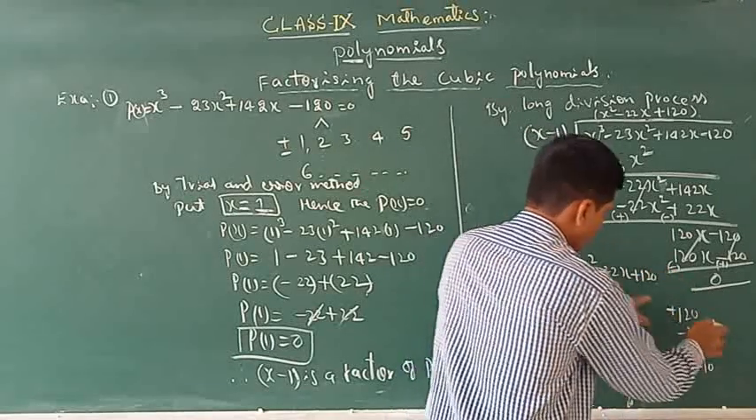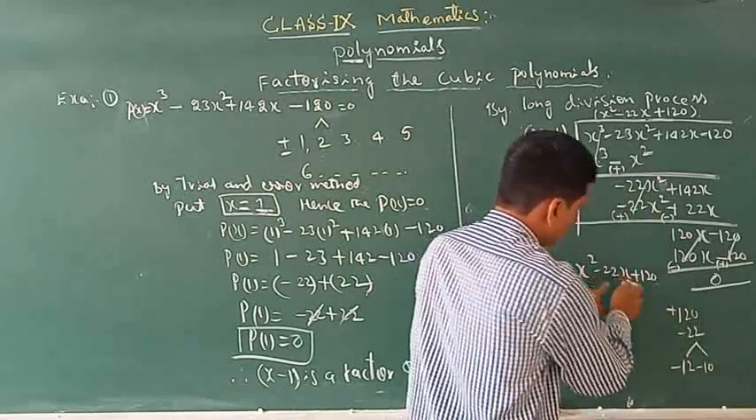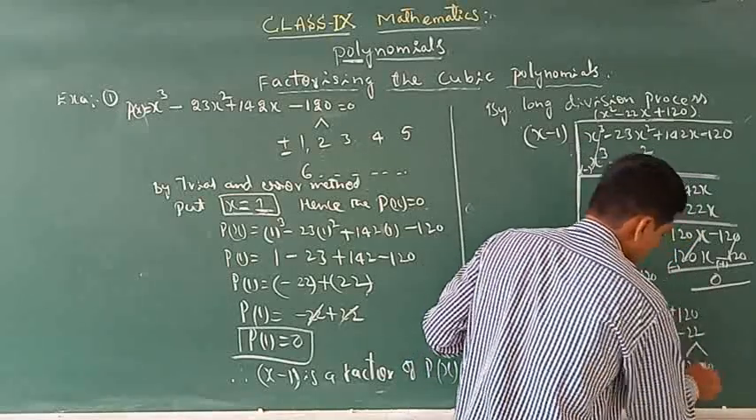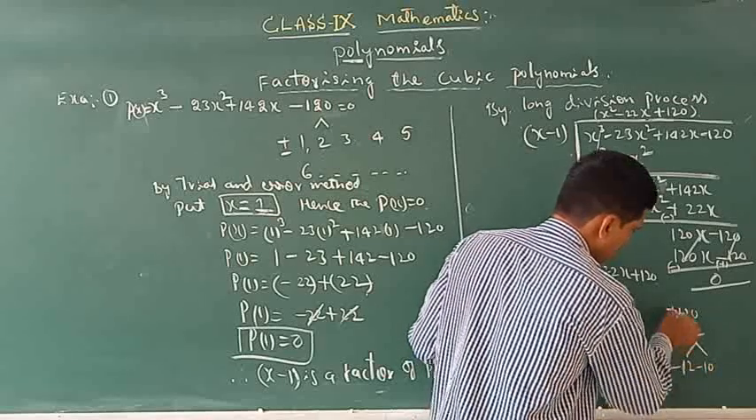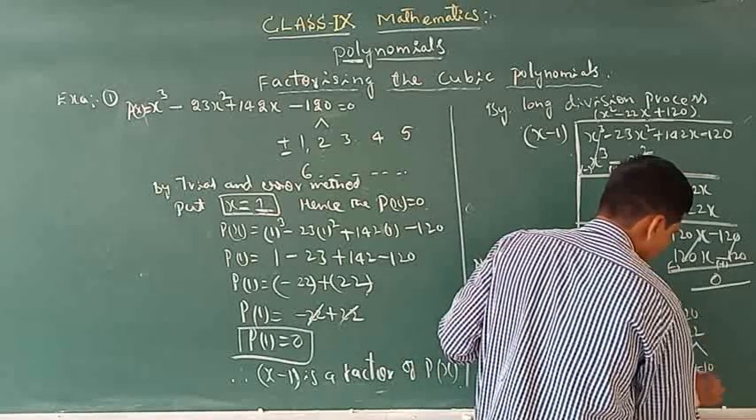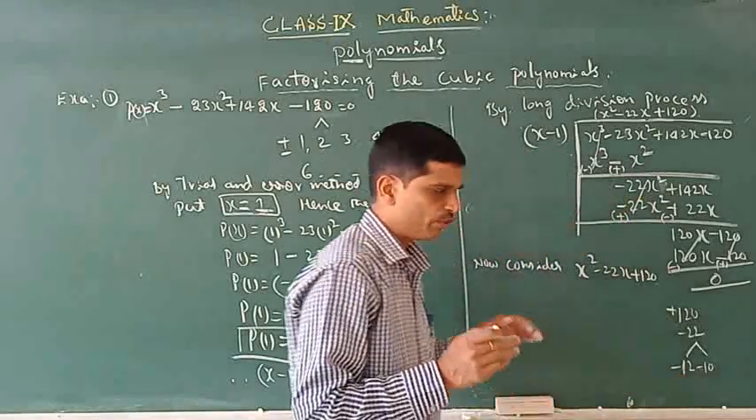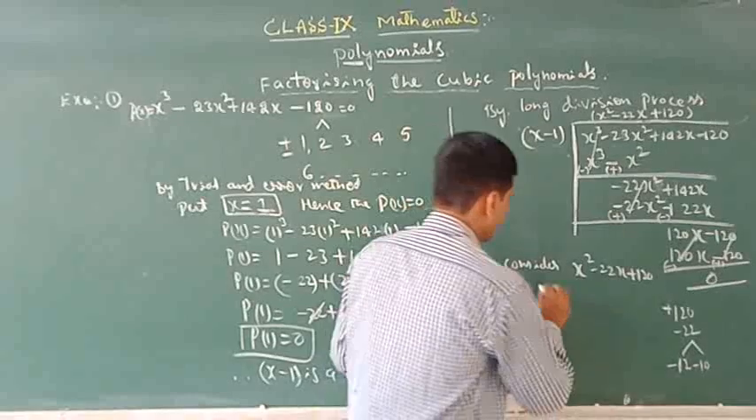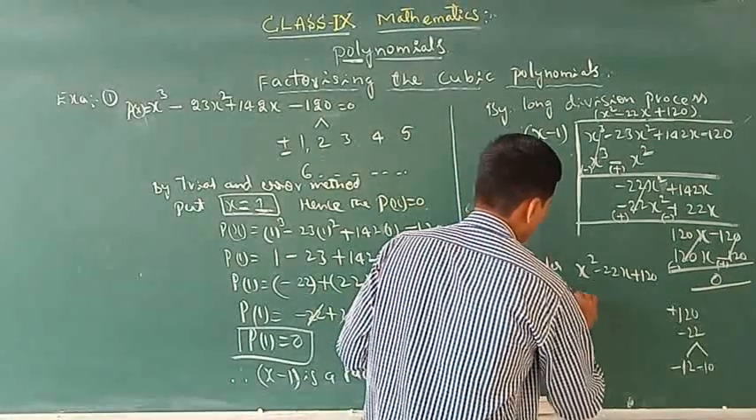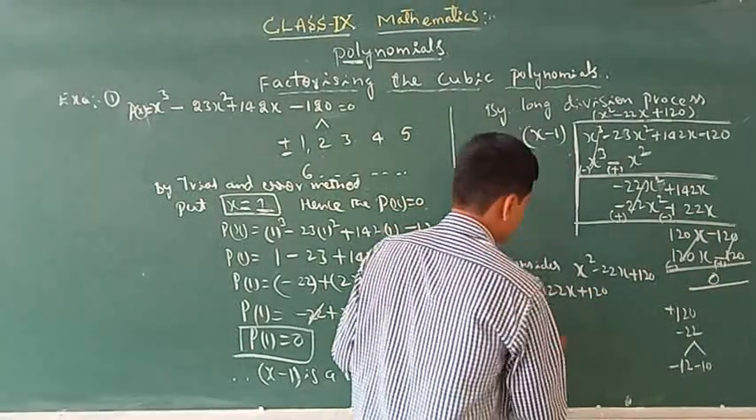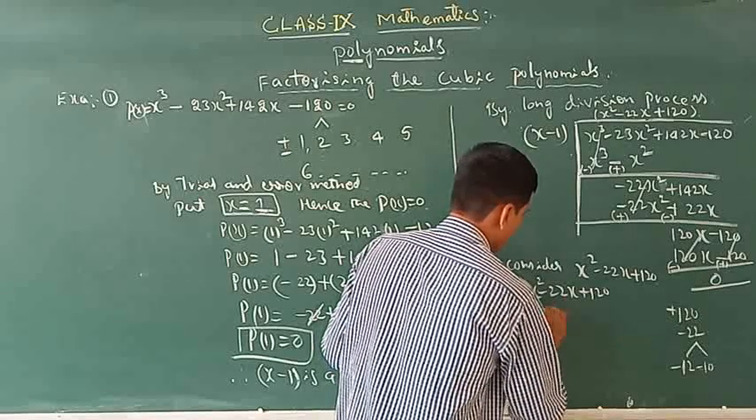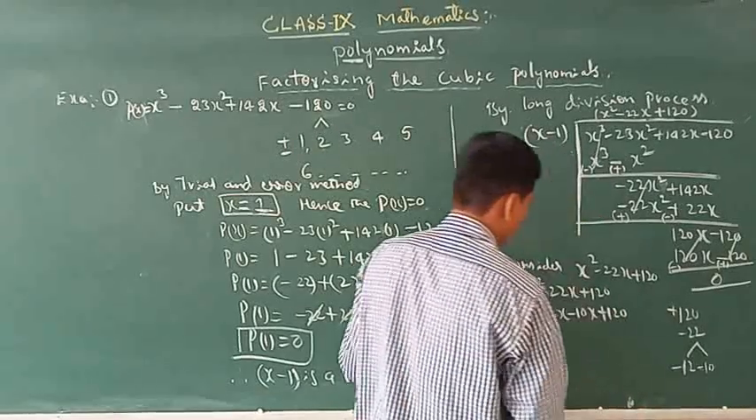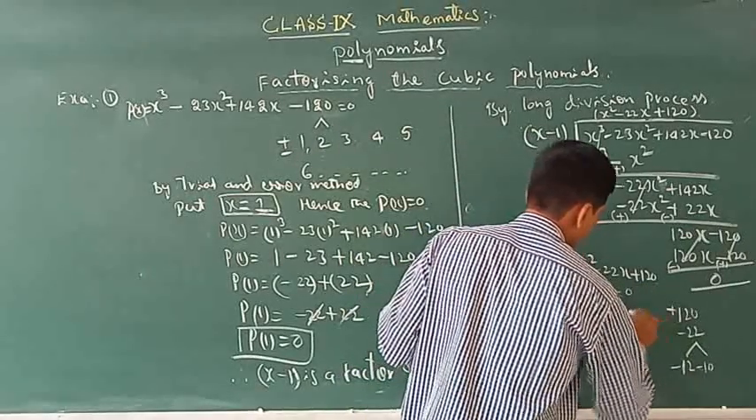The product of the last two terms is 120. The sum is the middle term, minus 22. So you can multiply these two numbers, and you will get 120 because minus into minus becomes plus. 12 into 10 is 120, and when you add these two numbers you get minus 22. So x square minus 22x plus 120 becomes x square minus 12x minus 10x plus 120. Consider it equal to 0.